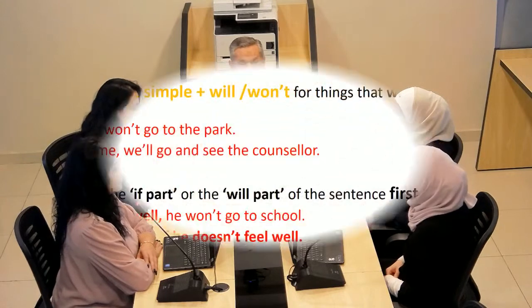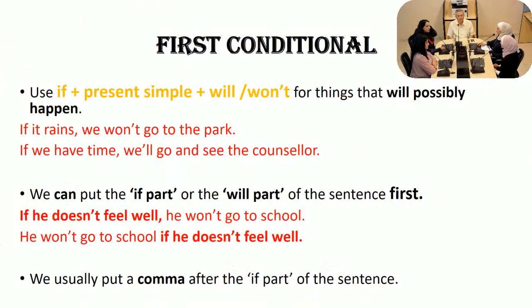And we're going to give examples about making questions. So, the first conditional: we use if with the present simple. Then in the second part of the sentence, we use will or won't for things that will possibly happen or not. Won't is the abbreviation of will not.